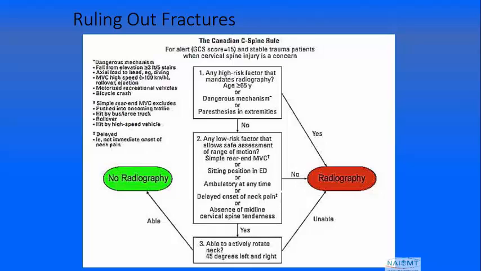Any neck pain that they have should be delayed, not immediate upon trauma, and there should be an absence of midline tenderness. If all these are true, then cervical motion is tested. If they're able to rotate the neck 50% of normal, or 45 degrees, to both directions, no x-rays are needed.